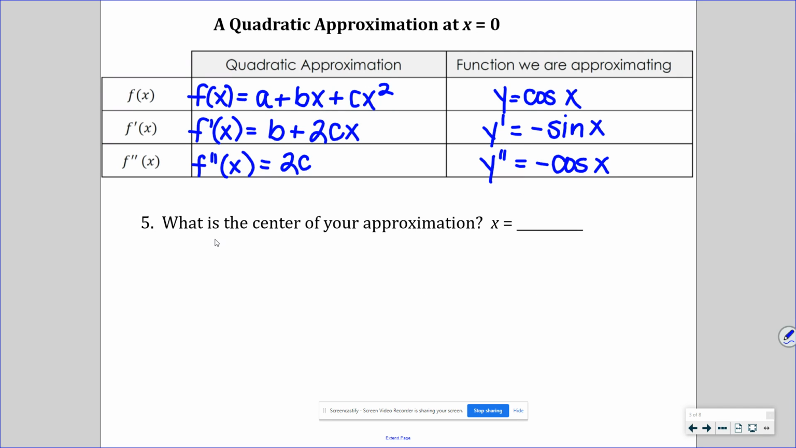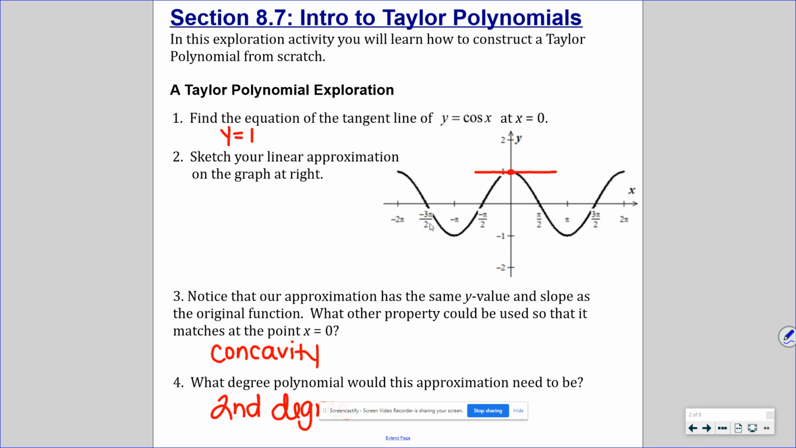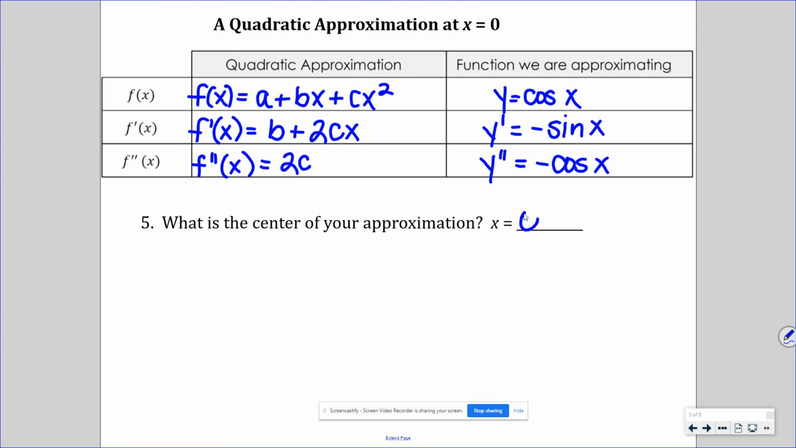Number 5 says, what's the center of your approximation? That doesn't have anything to do with this data in the chart here. That has to do with our graph. What are we trying to approximate? We're trying to approximate the cosine function right here at its y-intercept. So the center we would call x equals 0. That's the center of where we're focusing right now.